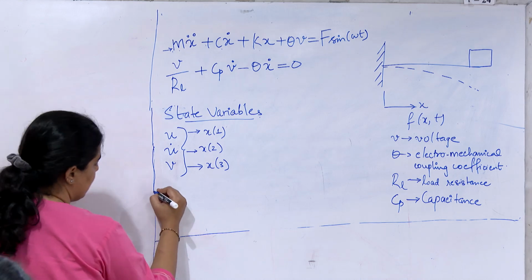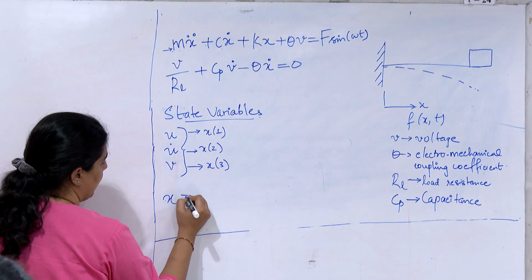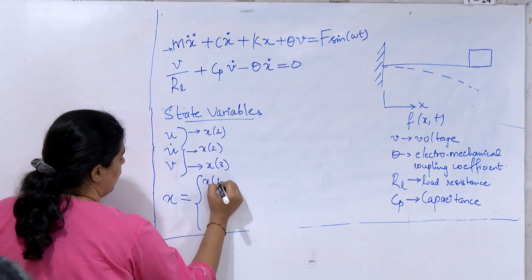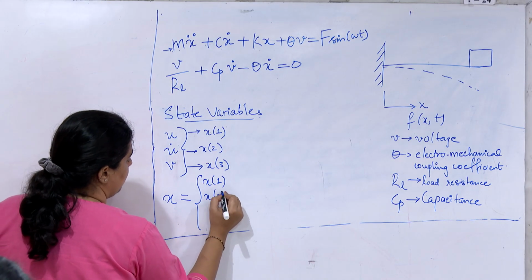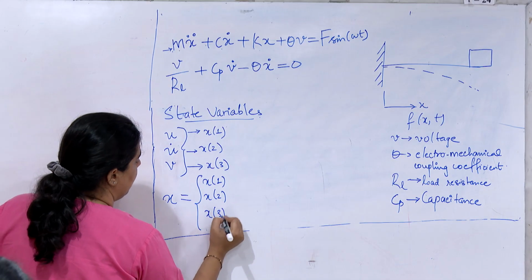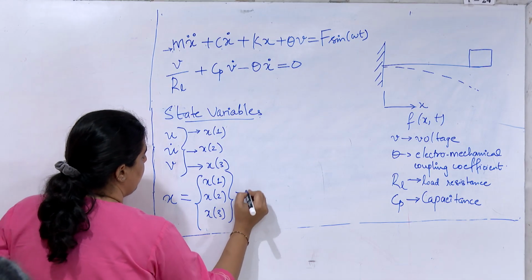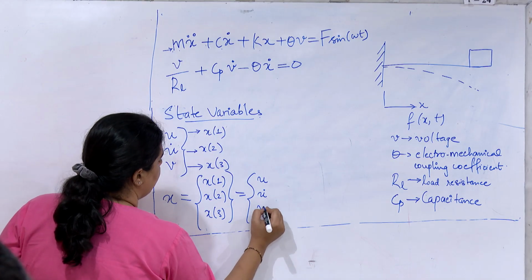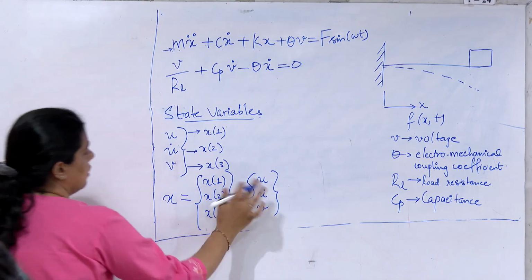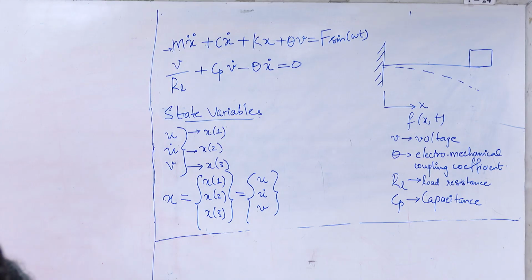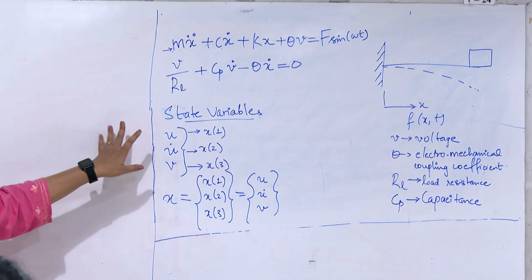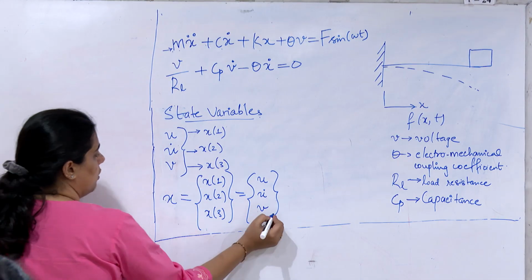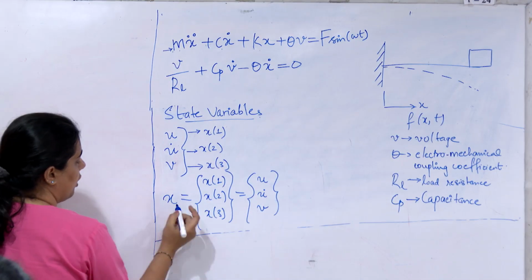Okay, so my x is a vector which will contain x of 1, x of 2, x of 3, which will be equal to u, u dot and v. Okay, u and x are not different. I have just renamed it to avoid confusion here. So I have to define it for now.